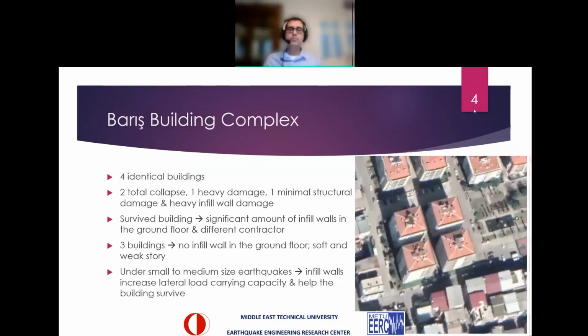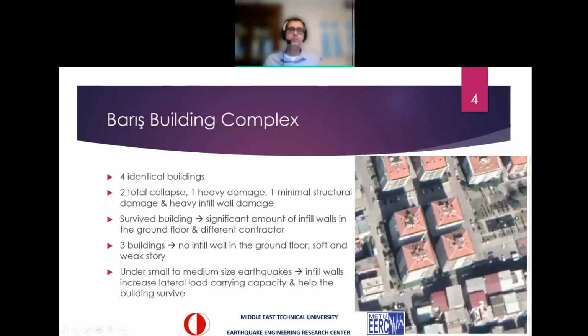I want to give you some cases. For example, I want to begin with the Barış building complex. We have here, as you see on the right, 4 identical buildings, twins: 2 totally collapsed, 1 heavily damaged, and the last one has just minimal structural damage. Yes, it also has heavy infill wall damage.